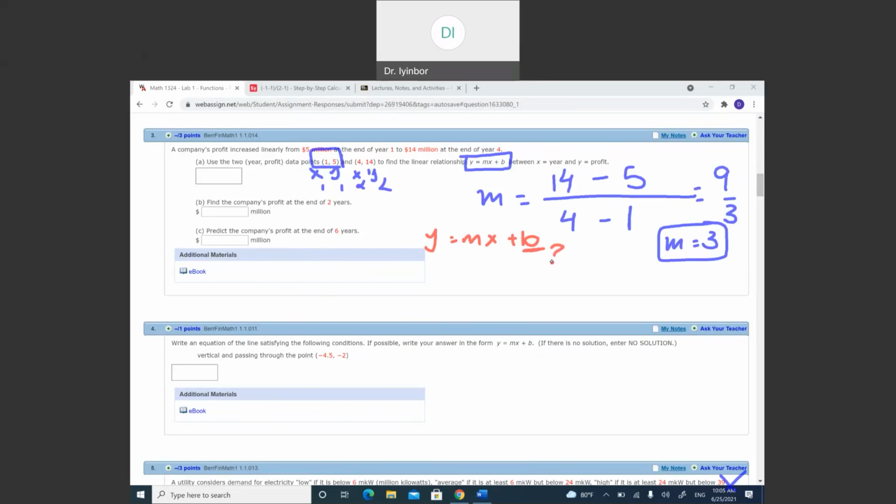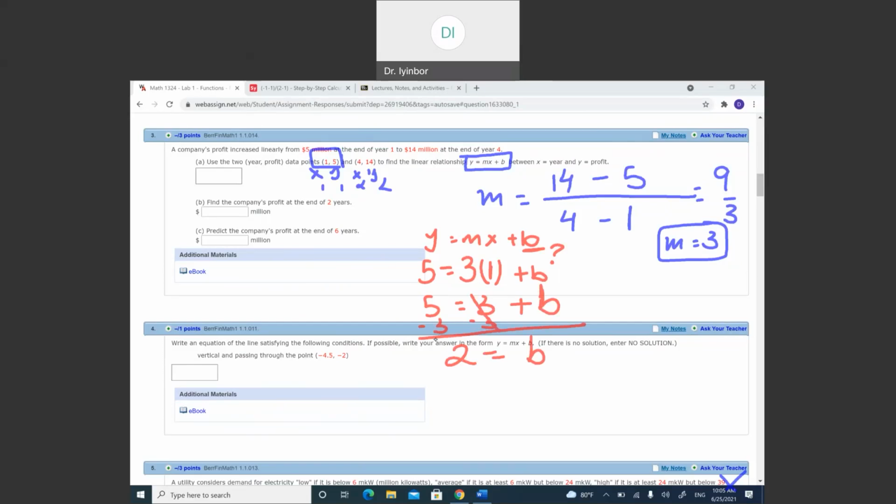How do you find b? x is 1, y is 5, m is 3, plus b. b is what I need to find, and then I'm going to solve it. So 3 times 1 is 3, so I have 5 equals 3 plus b. And when I subtract 3 on both sides, I'm going to find b. So this cancels, b equals 2.